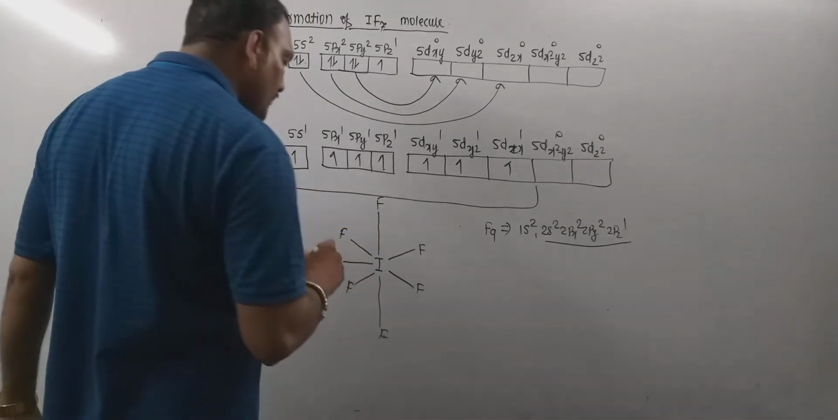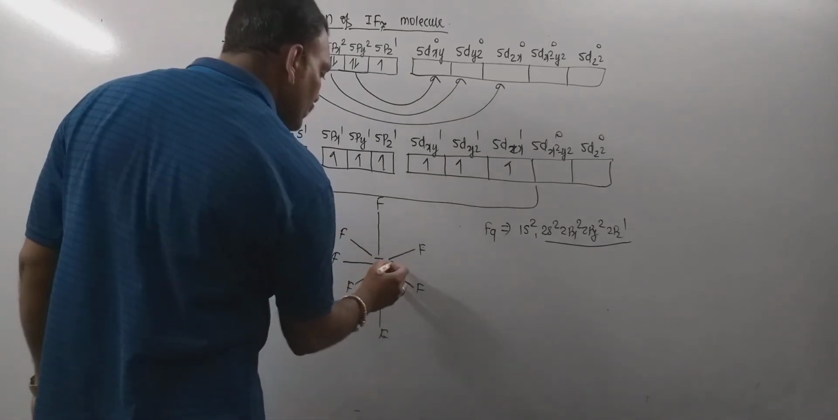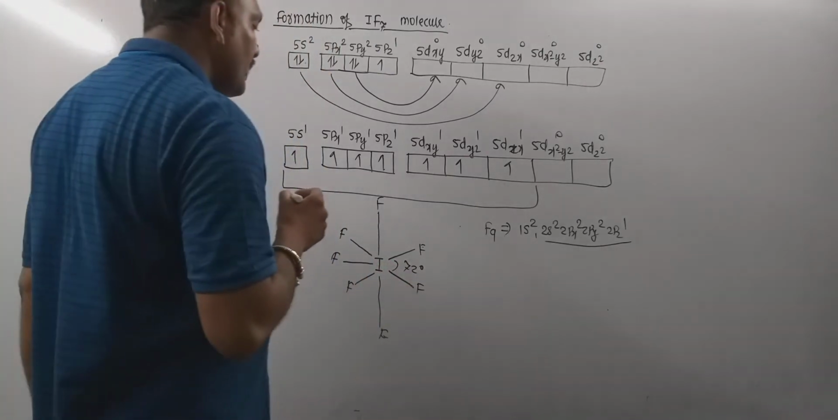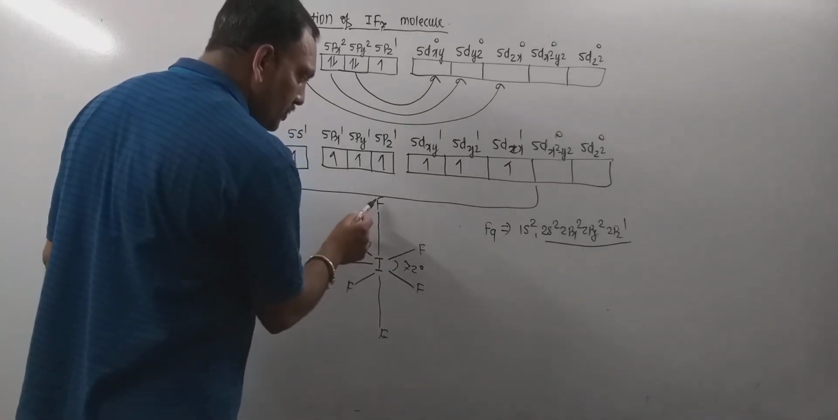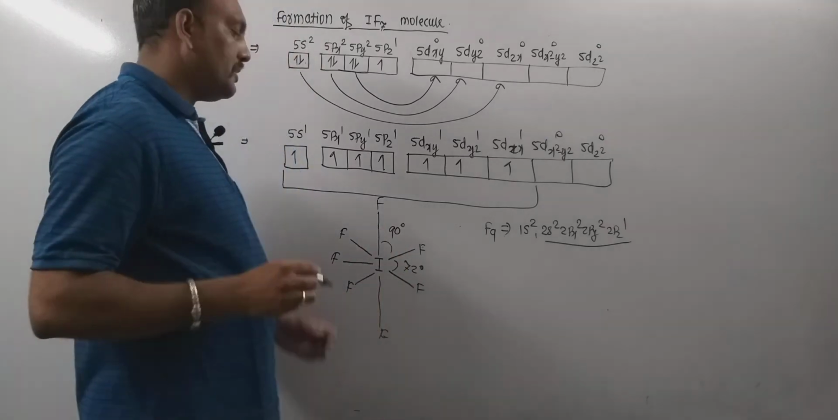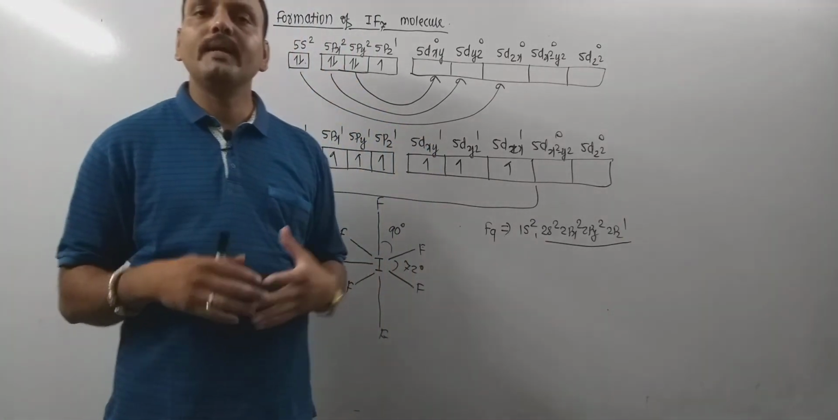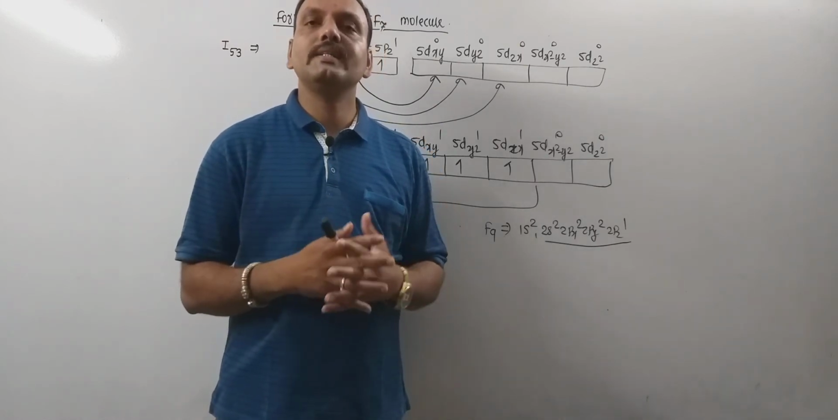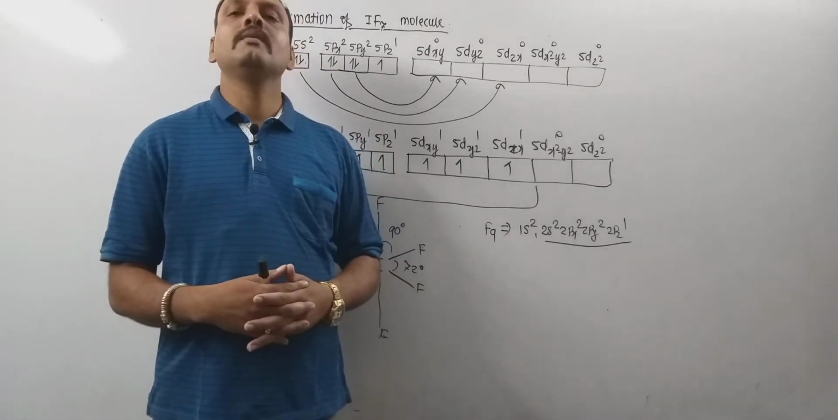Now the equatorial F-I-F bond angle is found to be 72 degree, and the bond angle of axial to equatorial, I mean this F-I-F angle, it is found to be 90 degree, and the geometry of IF7 molecule is pentagonal bipyramidal as hybrid orbitals arranged in that manner. So it was the formation of IF7 molecule. Thank you very much.